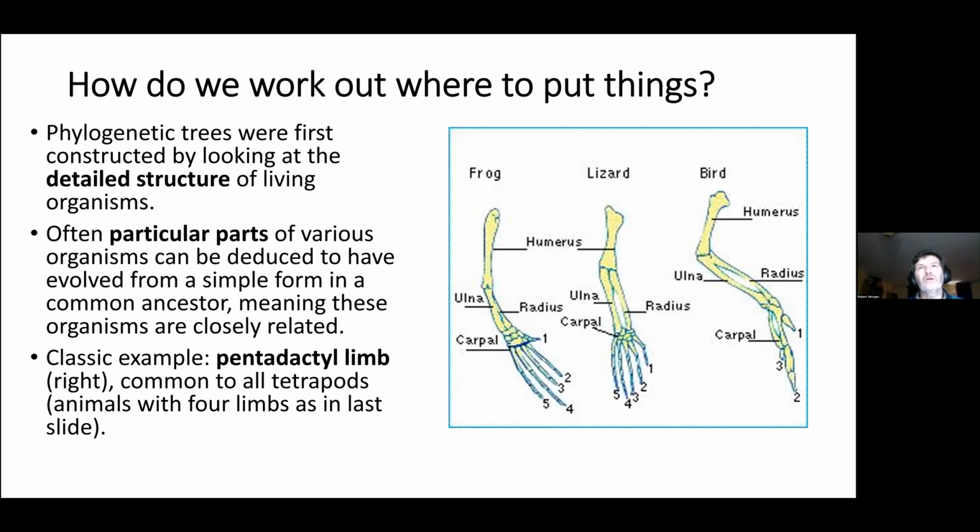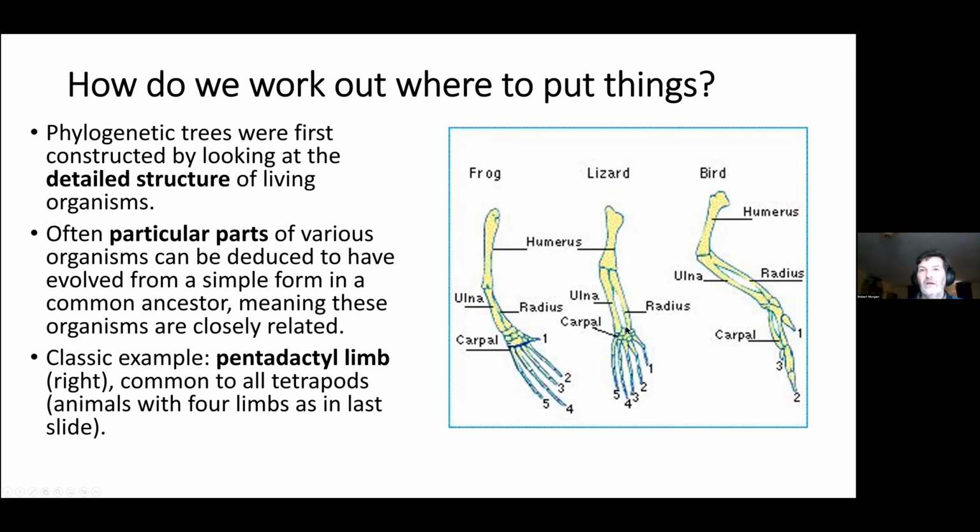Okay, so how do we work out where to put things in this sort of diagram? How did people devise that diagram or tree in that sort of shape rather than some other one? Well, firstly, it was done in probably the 18th or 19th century by looking at the detailed structure of living organisms.